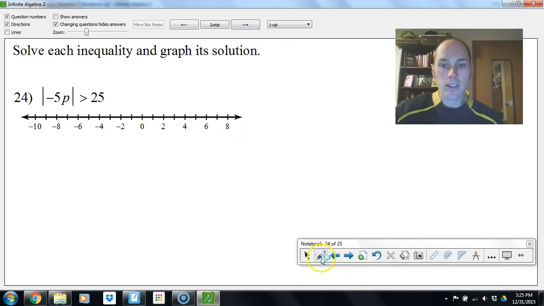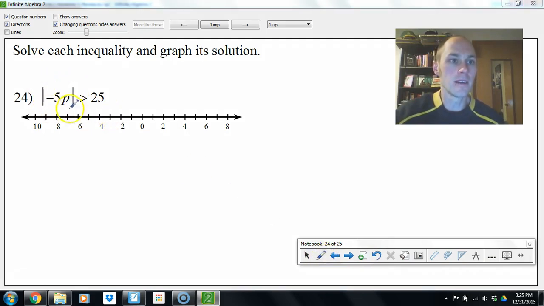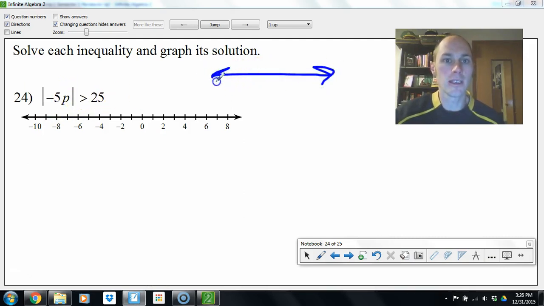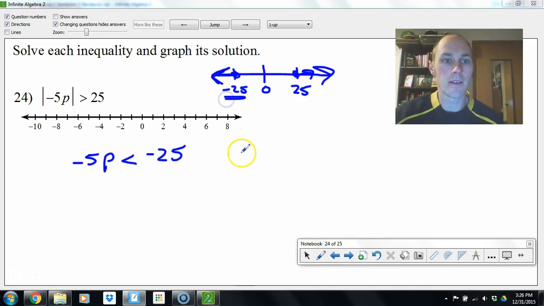So remember with absolute value inequalities, we need to get the absolute value alone. So I know something in here, when I take the absolute value, is greater than 25. So if I'm picturing it in my head, I know it's more than 25 units from 0. So I know it's either at 25 or negative 25. And I know it's more than that distance. So I know the graph is going to look like this. So I take whatever's in there, negative 5p, and I know it will be less than negative 25. So that's the one boundary I found.